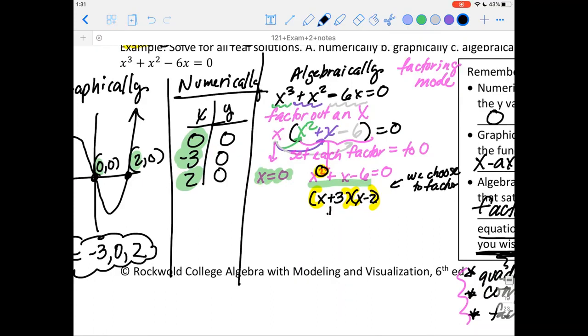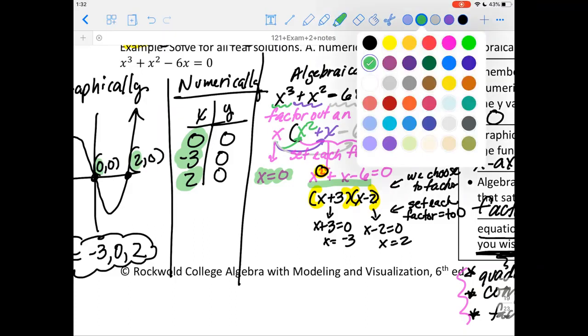And then again, you set each factor again equal to 0. So it's going to be x plus 3 equal to 0. This one's going to be x minus 2 equal to 0. So I'm going to put here set each factor equal to 0. And then you solve for x, which is the negative 3. And then here you add 2 to both sides and you get the 2.